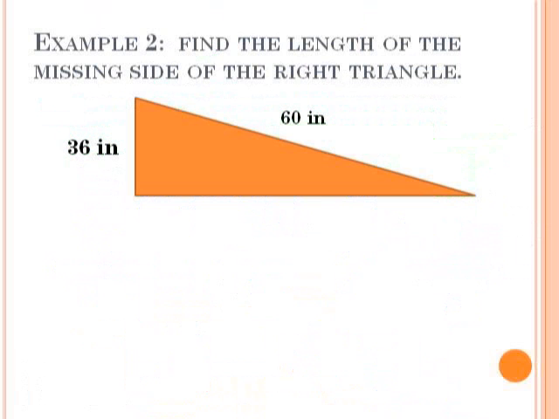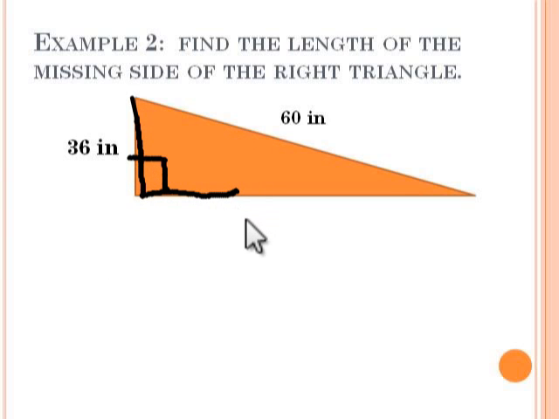And this time we're supposed to find the length of the missing side of the right triangle. And I gave you a picture instead of a description. Okay, so if you look at the picture, you will notice that I've given you one leg. And I know that because that's part of that L. Remember? That L that forms the legs. So this is a leg.